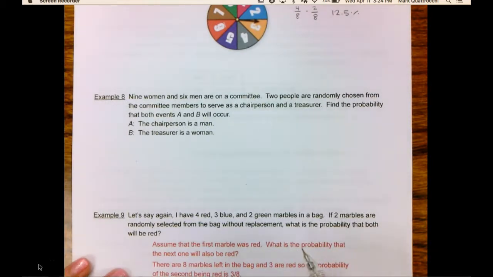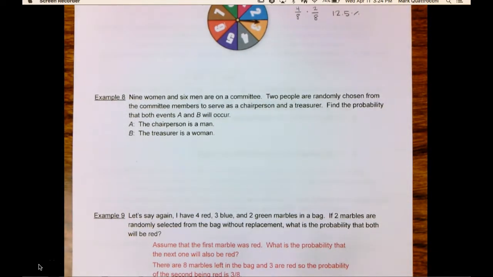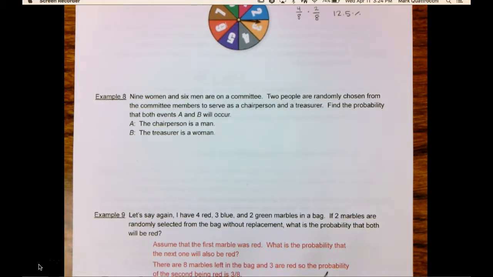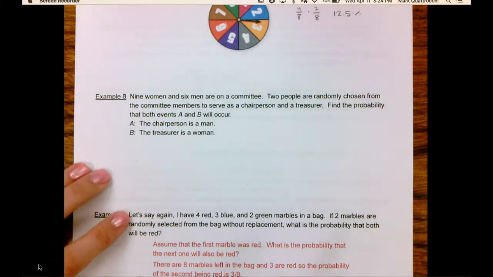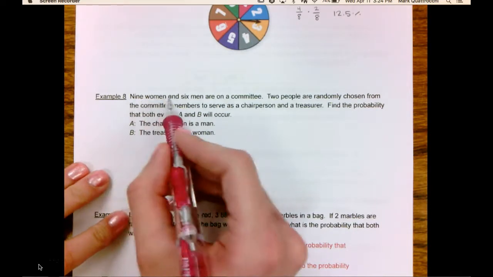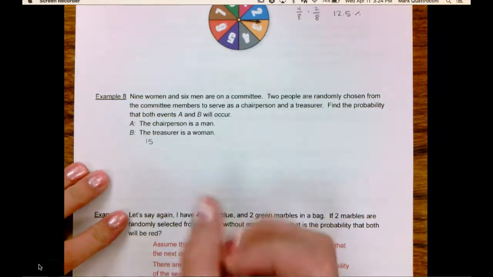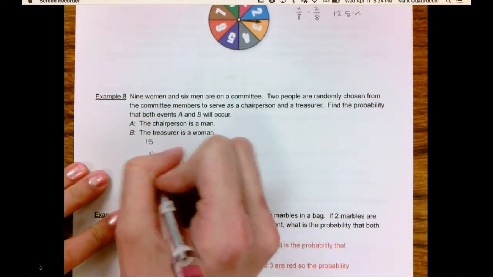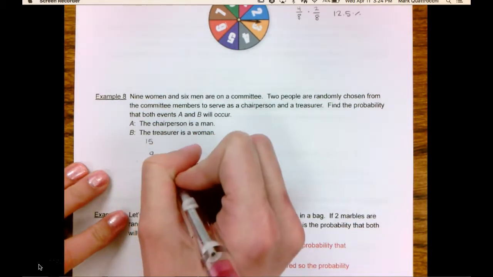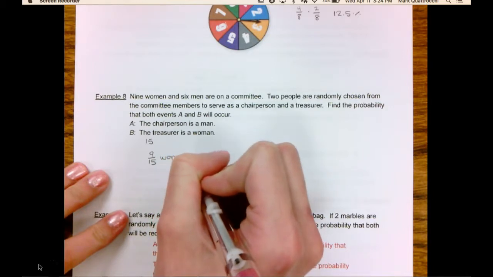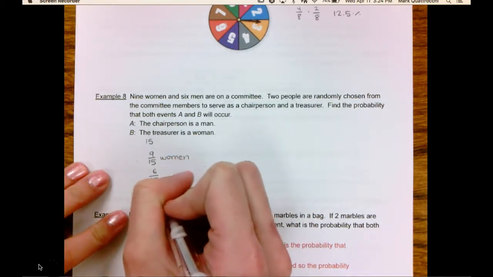9 women and 6 men are on a committee. 2 people are randomly chosen from the committee members to serve as chairperson and treasurer. Find the probability that both events A and B occur. A, the chairperson is a man. B, the treasurer is a woman. So of the 9 women and the 6 men, that makes 15 total people. So 9/15 of the committee are women, and 6/15 are men.